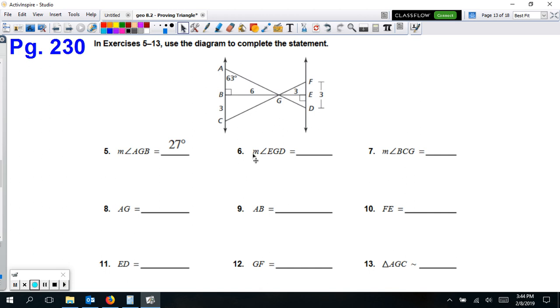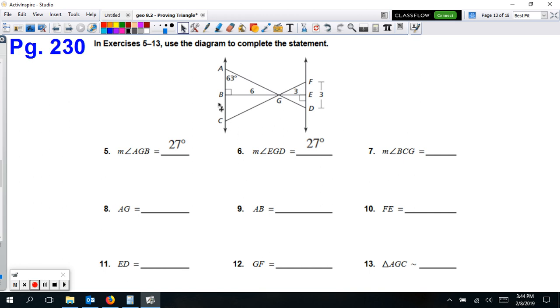Now the measure of EGD. So EGD on this side, so now we've just found this angle, now we're looking for this one. Well, like I said, those are vertical angles. They're going to be already congruent, so we know that's the same thing. That's also 27 degrees.